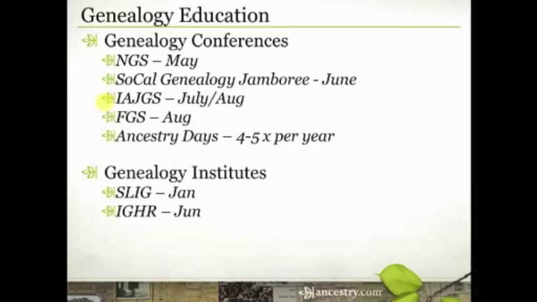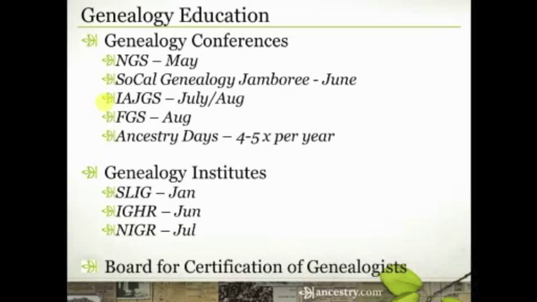The Institute for Genealogical and Historical Research is in Samford, Alabama, in June of every year. And then the National Institute of Genealogical Research is in Washington, D.C., in July of every year. So SLIG, IGHR, and NIGR, those are your 3 week-long intensive institute courses.